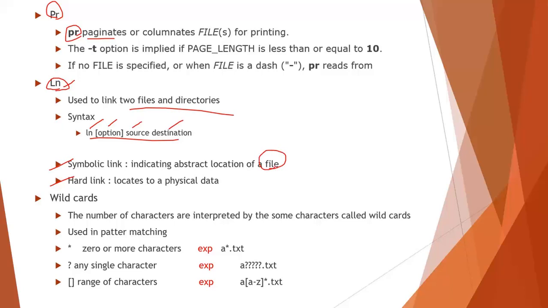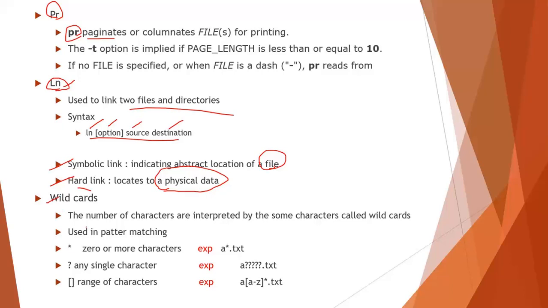So same data: if ABC file has some content, the same content will be copied to one more file. A hard link is where you create a file which will be pointing to the same physical location. So whatever data you change in the location, it will be reflected in both the file names. Okay. And at last we'll be discussing one more topic called wildcards.